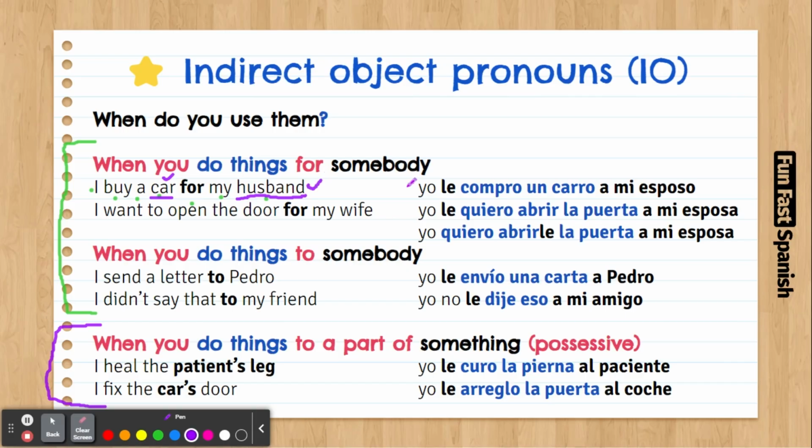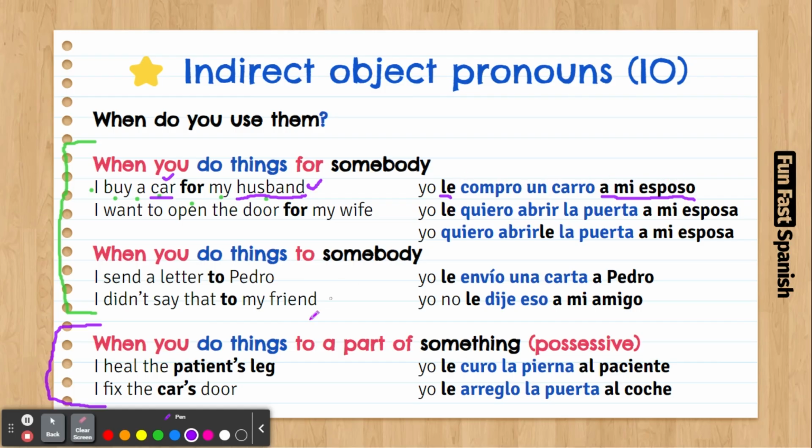To say that in Spanish: yo le compro un carro, o un auto, o un coche, a mi esposo. ¿A quién? A mi esposo. Yo le compro un carro a mi esposo. I buy him a car, to my husband. That's pretty much it. And this le represents the him. I buy him. The le is the him. Yo le compro un carro a mi esposo.